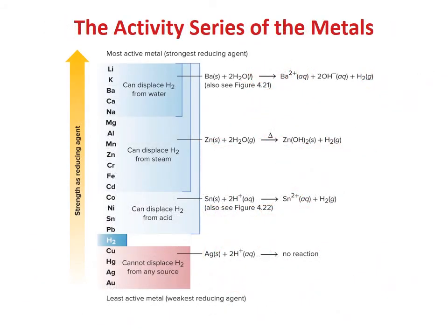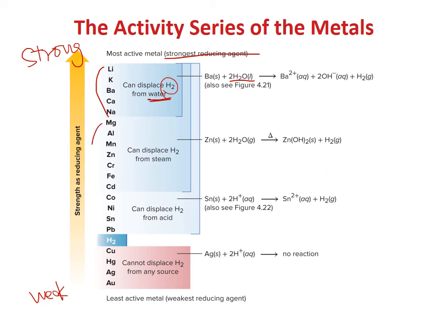The reducing power of the metals is summarized in this chart. On the top of the chart are the strongest reducing agents, and on the bottom is the weakest. Lithium, potassium, barium, calcium, sodium are strong reducing agents, and they can reduce hydrogen ion from water. Or you can say they can displace hydrogen gas from water.